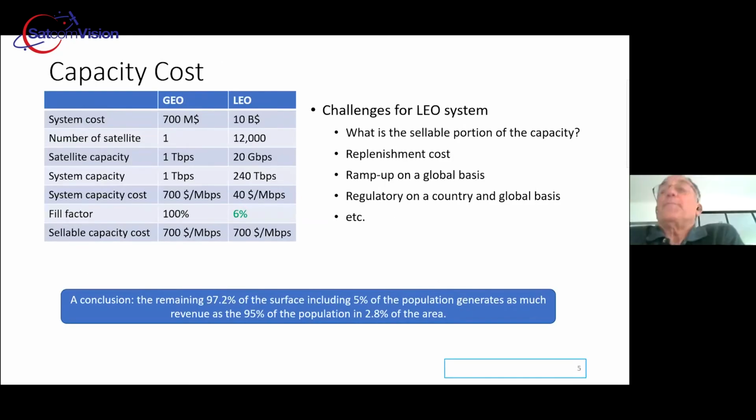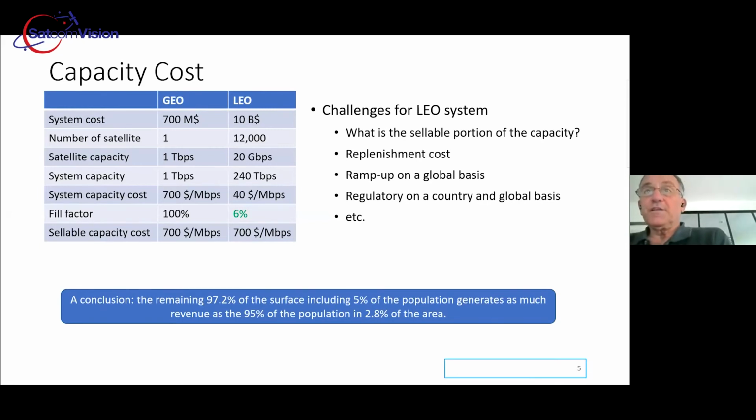If we now look at capacity costs, if we consider a GEO system, we take $700 million for one satellite at 1 terabit. The satellite is the system, so it's the same capacity. That brings the space capacity cost to about $700 per megabit. We can assume 100% fill factor, because we're assuming that there's enough flexibility to make sure that all the capacity can be used. So the sellable capacity cost is $700 per megabit.